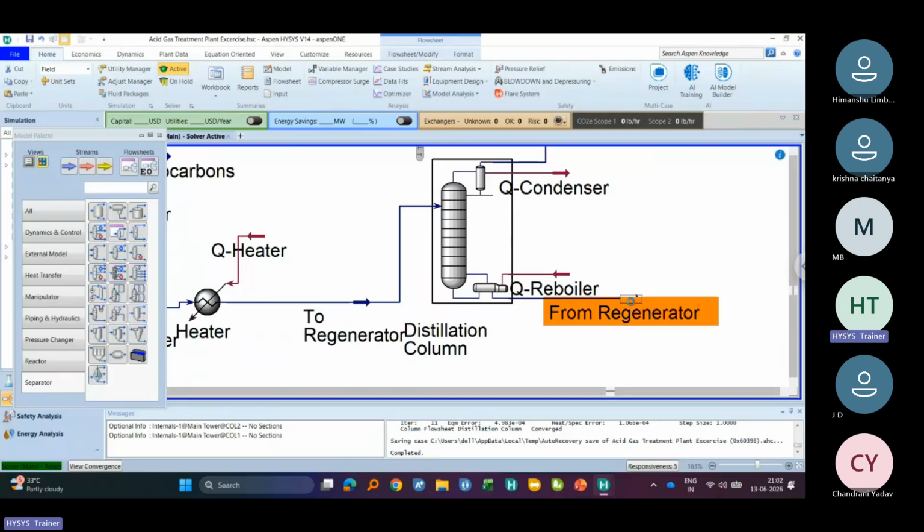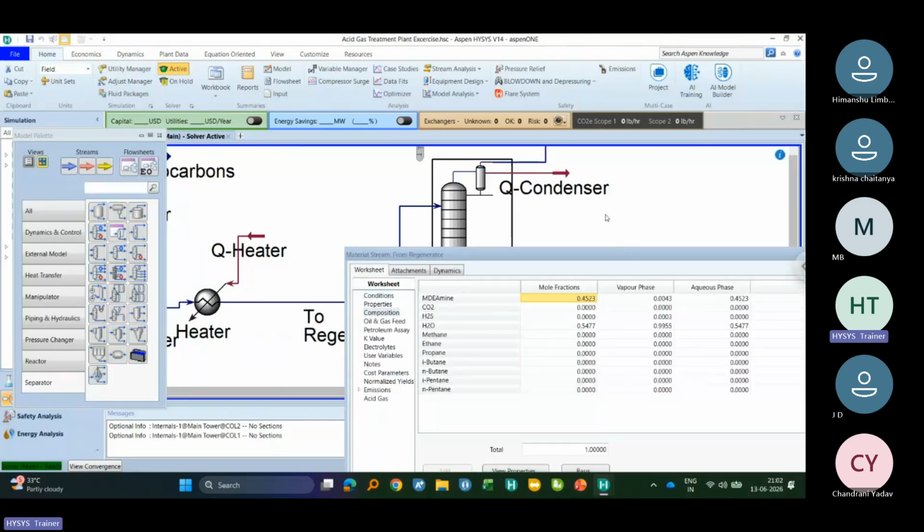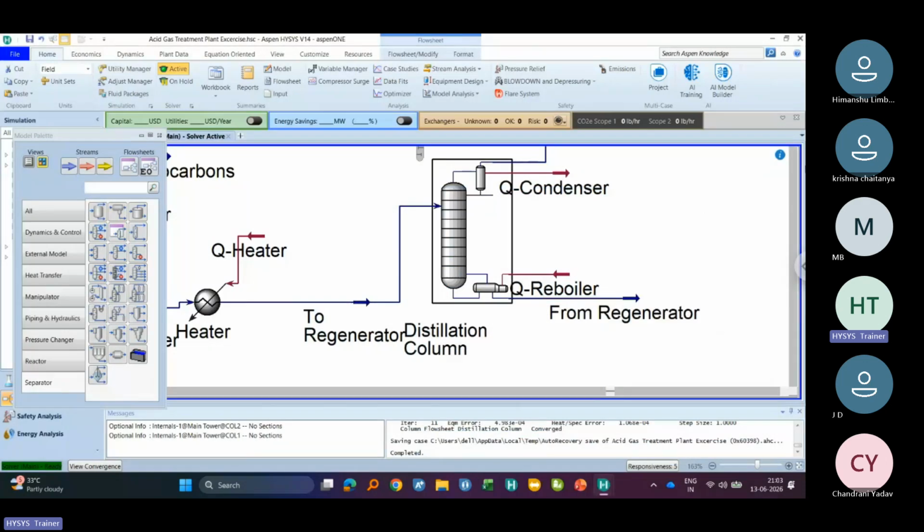Let's check this regenerator stream as well, because it should contain the amine and water. You can see that here there are no acid gases. It is containing only amine and water. So it's the regenerator stream which we are going to use for recycle. It's perfectly ideal. You can say that no other component is present in that stream. No acid gases, no natural gas, only amine and water. So this stream is ideal for recycle.